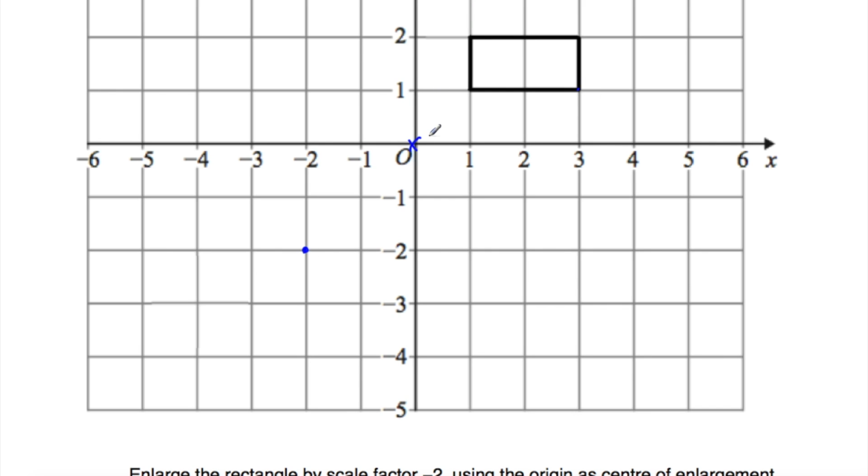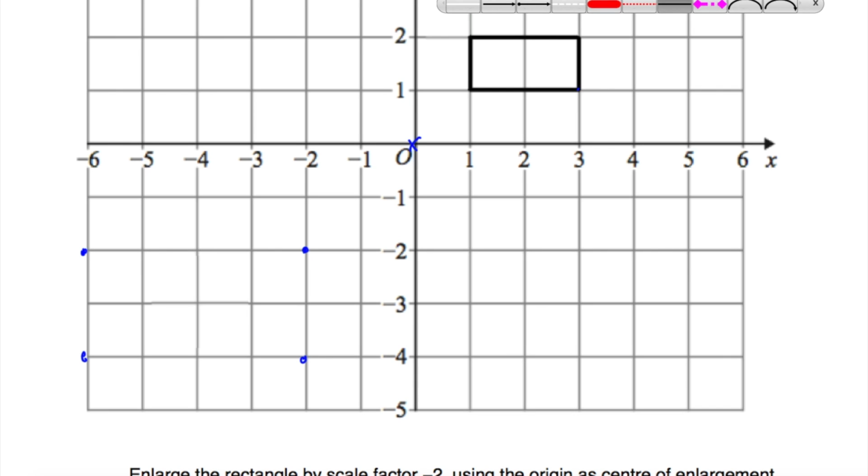This point here, it's 3 to the right and 1 up. So we're going to go 6 to the left and 2 down. So it's going to move to there. This point up here, it's 1 to the right and 2 up. So we're going to go 2 to the left and 4 down. So it's going to move to there. And this point up here, it's 3 to the right and 2 up. So we're going to go 6 to the left and 4 down. So it's going to move to there.